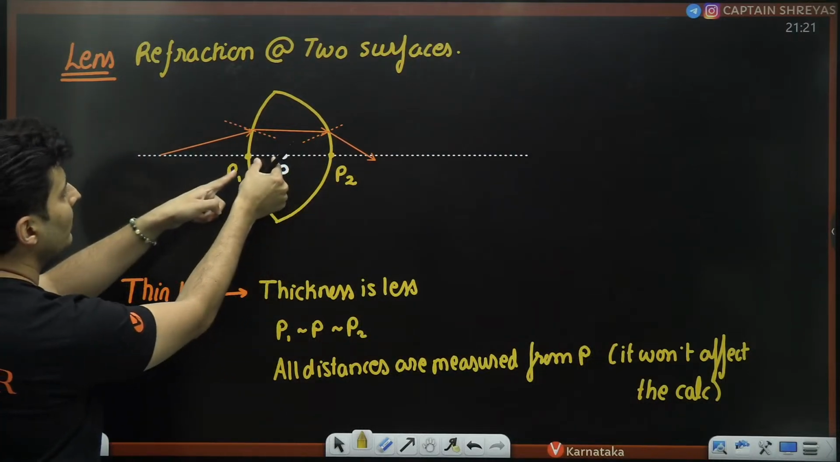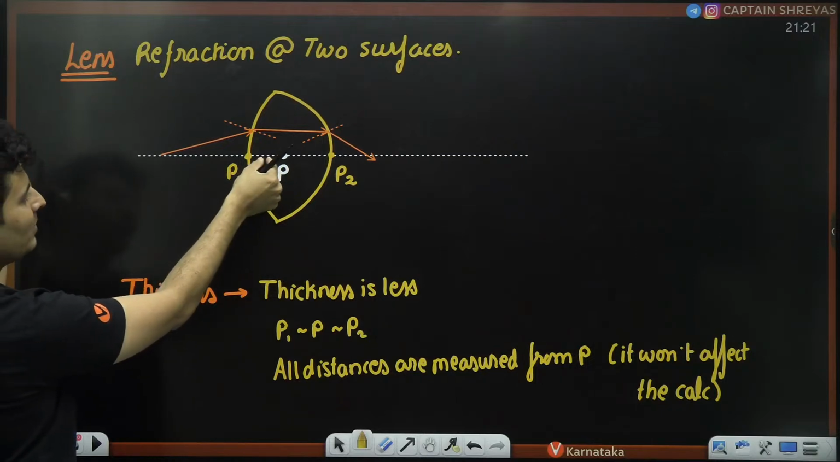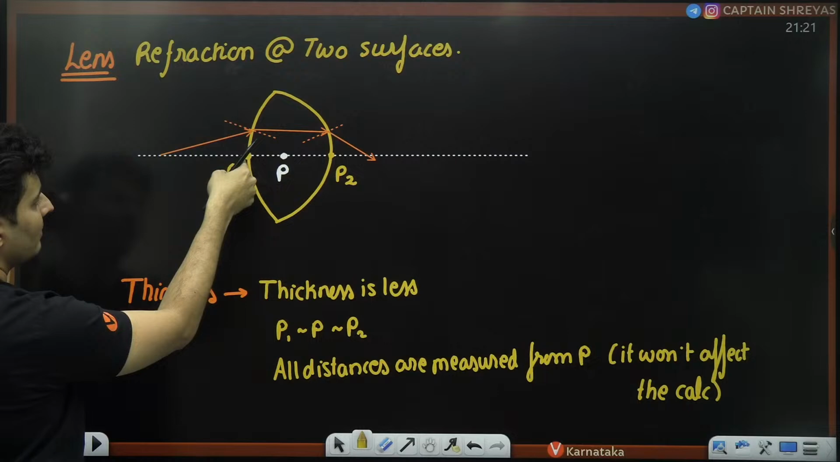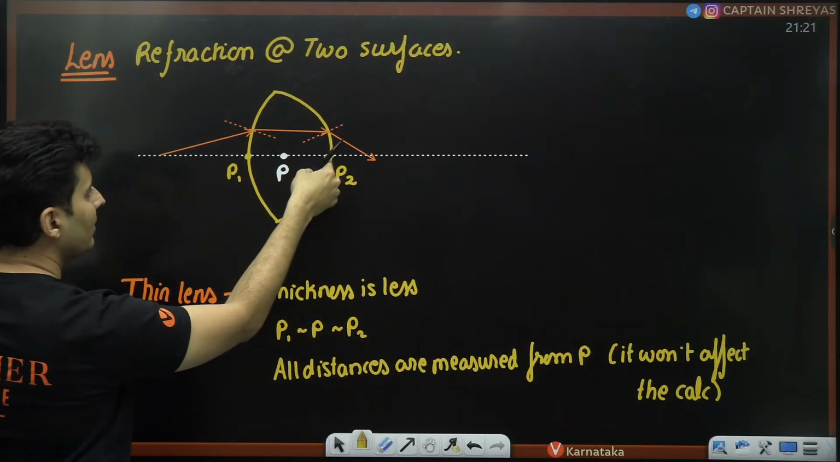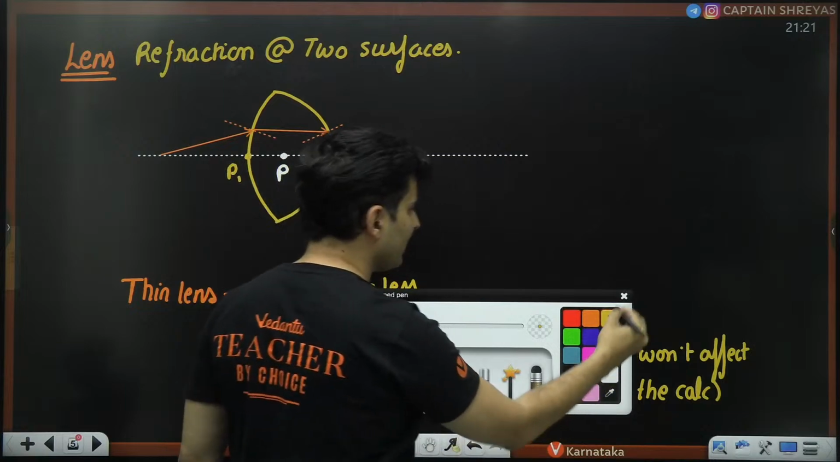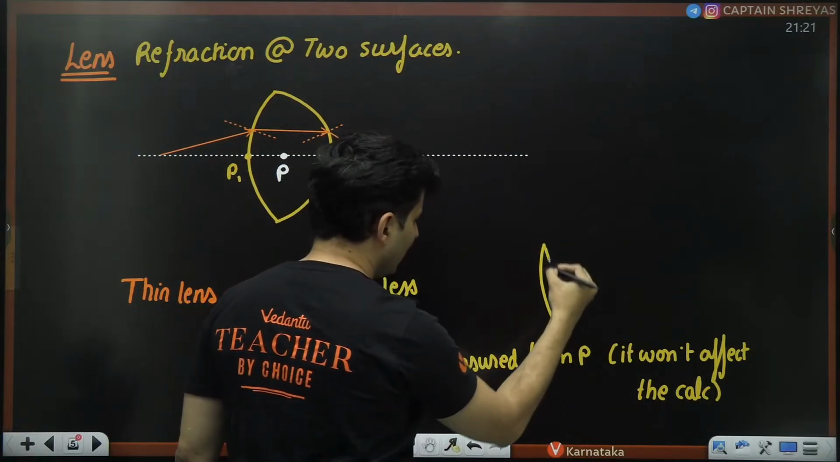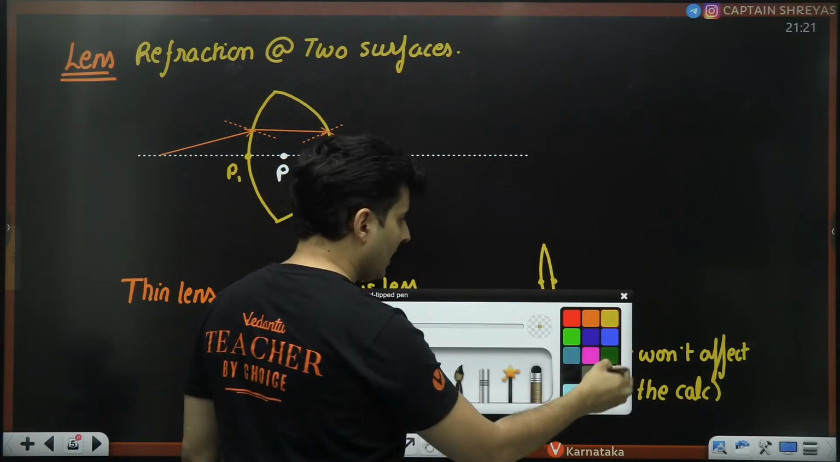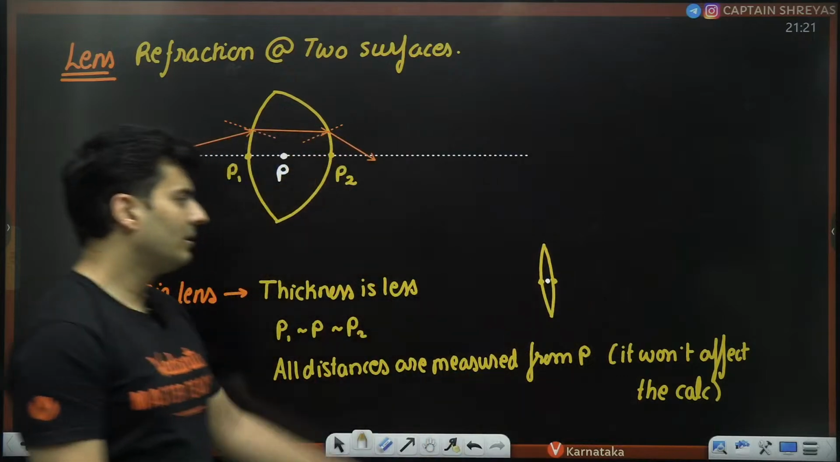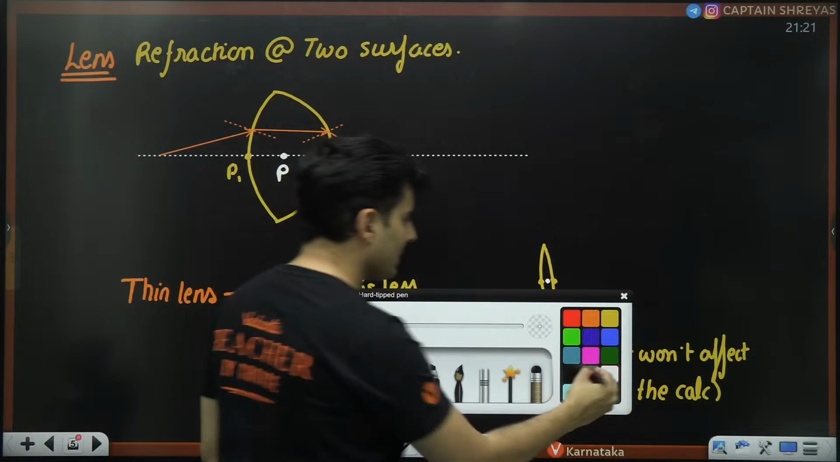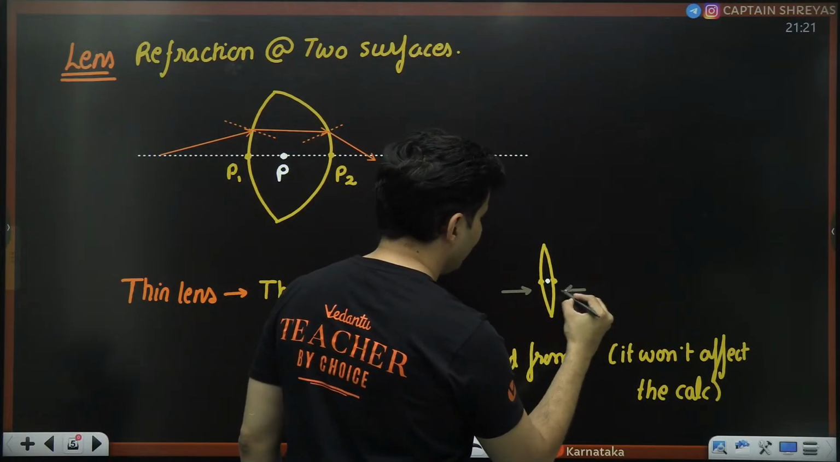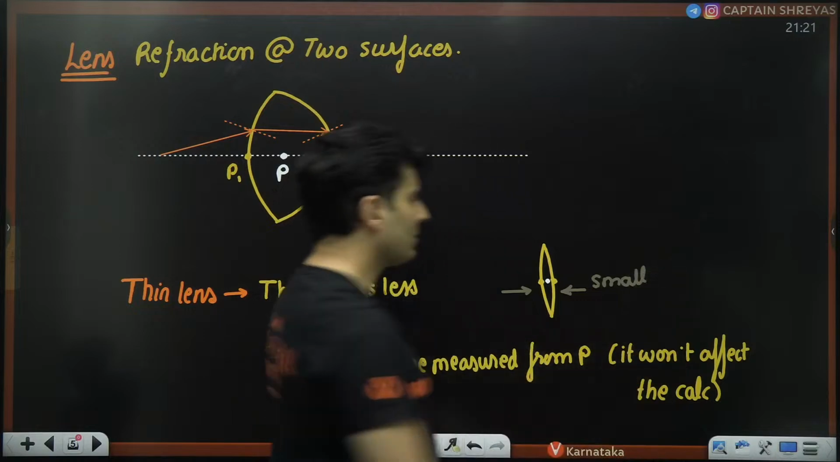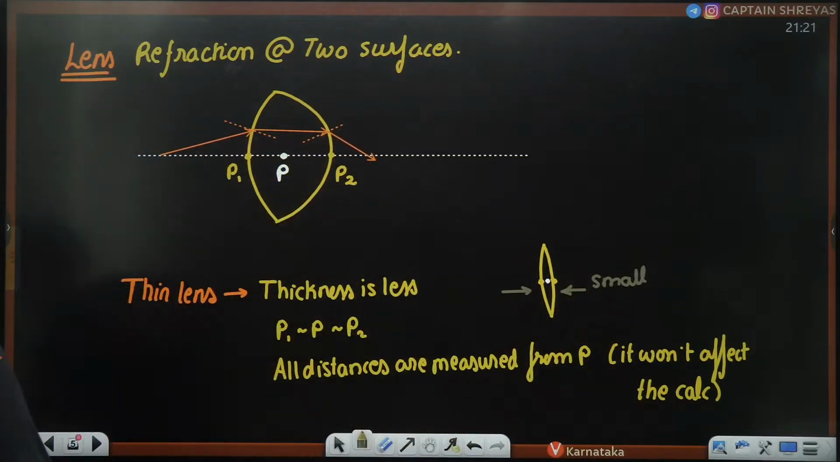Imagine this is 2 millimeters, this is 5 meters. 2 millimeters is negligible. So whether I measure from here or here won't matter, because the lens is basically thin. So when I say thin lens, it will be something like this. This point and this point virtually are the same thing. As you can see, it's got a very small width. I hope this is absolutely clear. Everyone understood till this point?